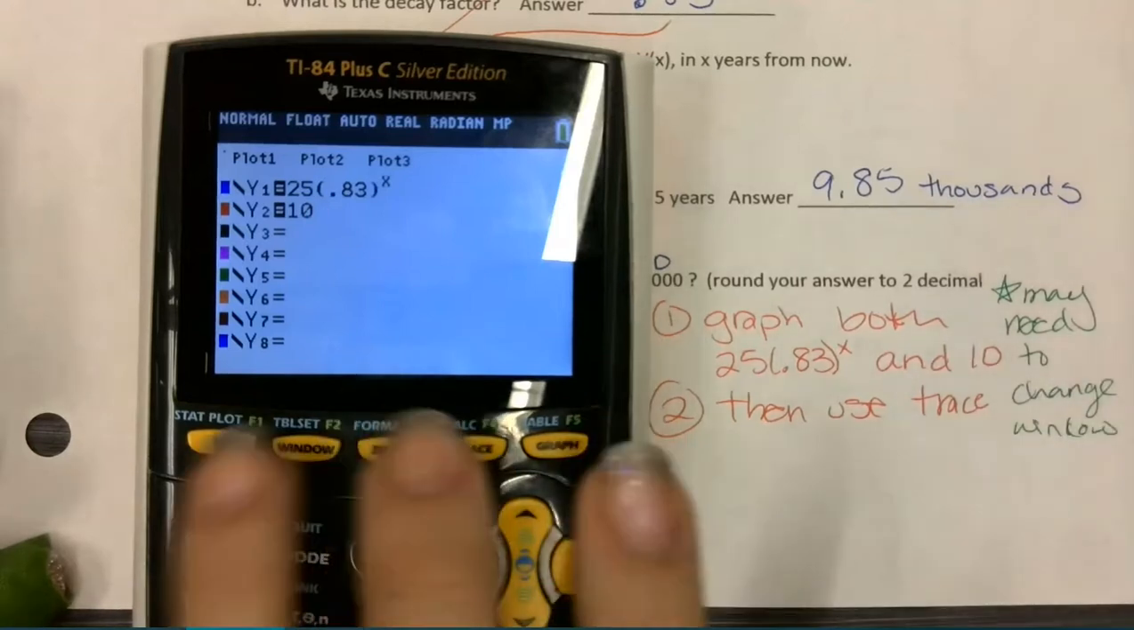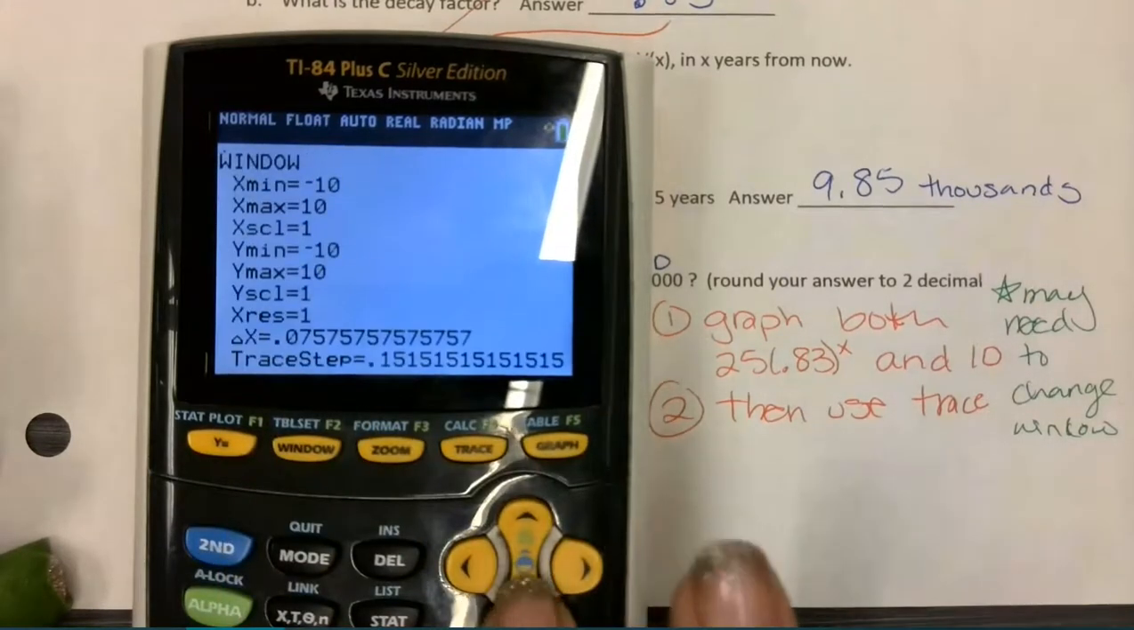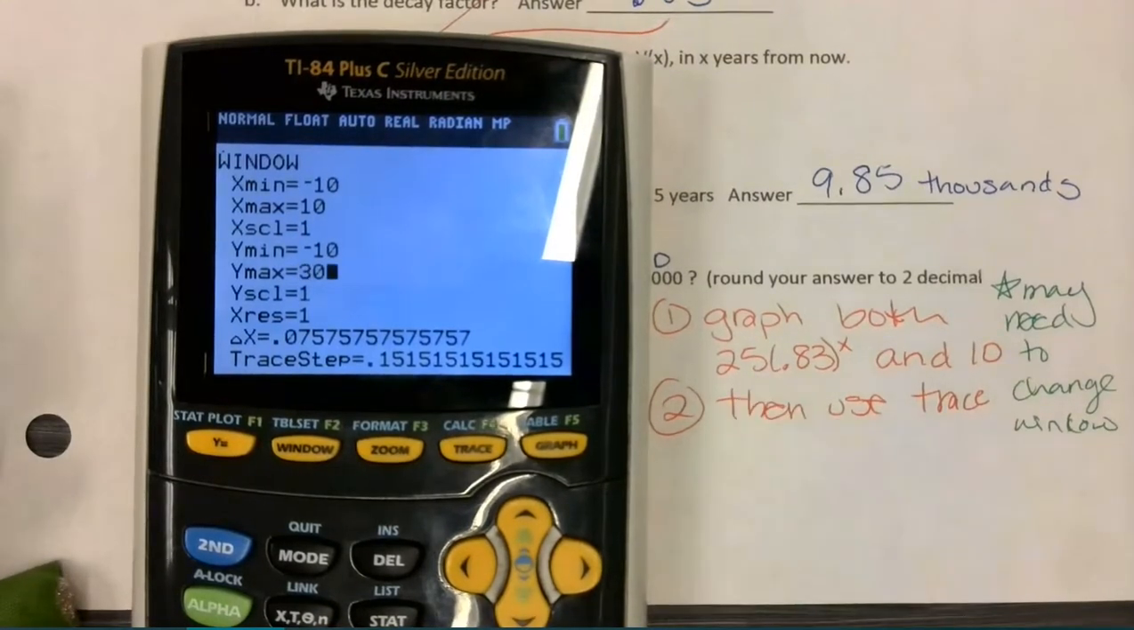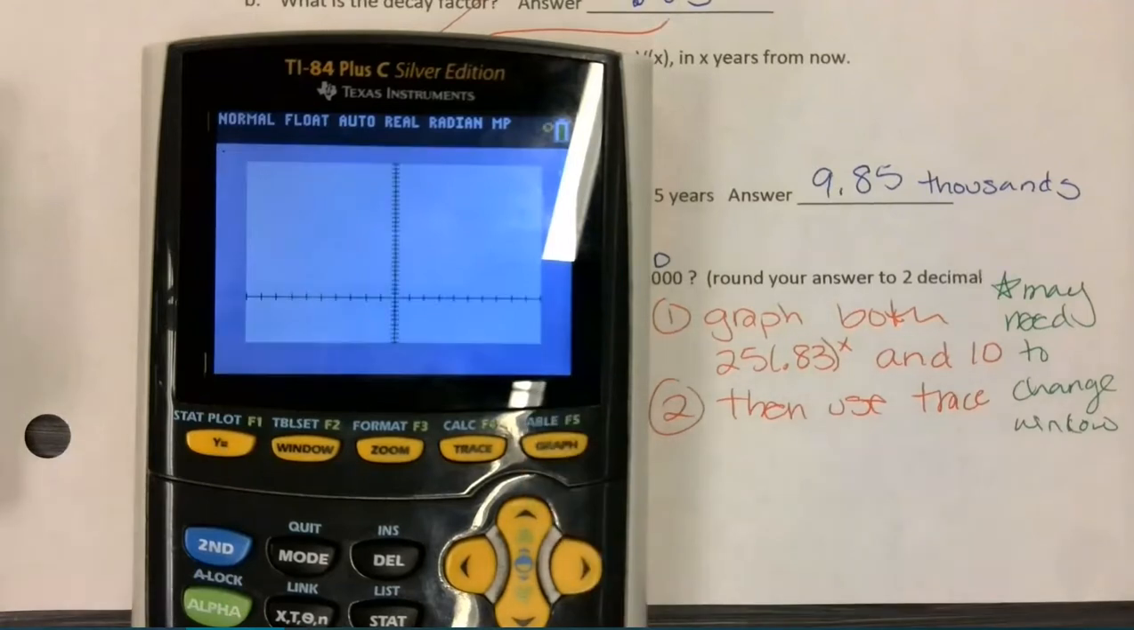Okay, so what I'm going to do is I'm going to go to window. I need my y max. Because my largest value is 25, I need it to be larger than 25, so I'm going to do 30. And then I go to graph. And then wait for both to graph. Okay, so they've both graphed.